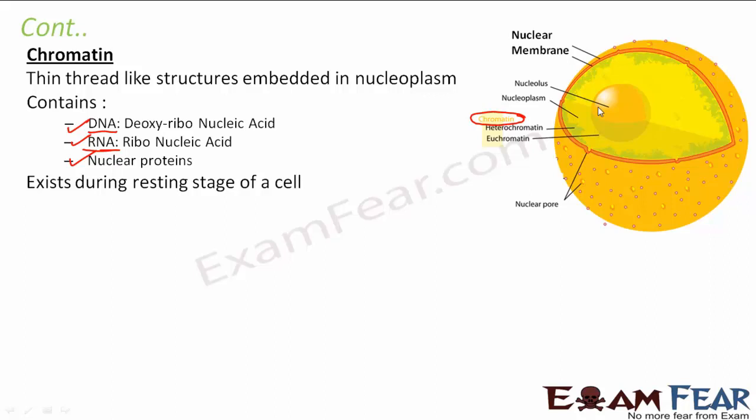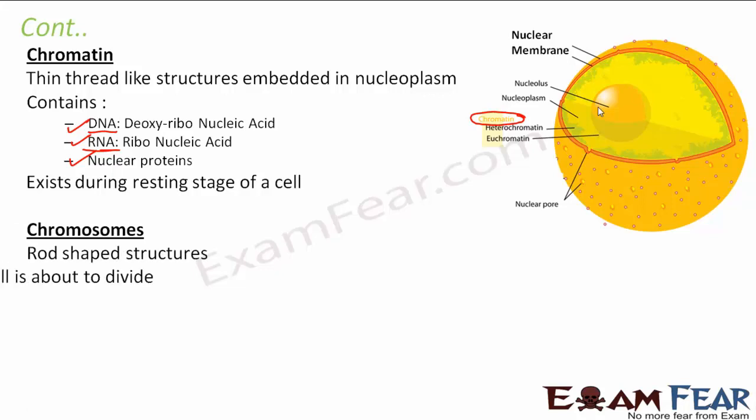When the cell is in a resting stage, what is a resting stage? That means the cell has no plans to divide right now. Then we say that the cell is in resting stage. Now when the cell is going to divide, that means when cell division is going to take place, we say that the cell is in the dividing stage. So when the cell is in the resting stage, we can see chromatin. That means the thread-like structures are seen only when the cell has no plans to divide. So then when do we see a chromosome?